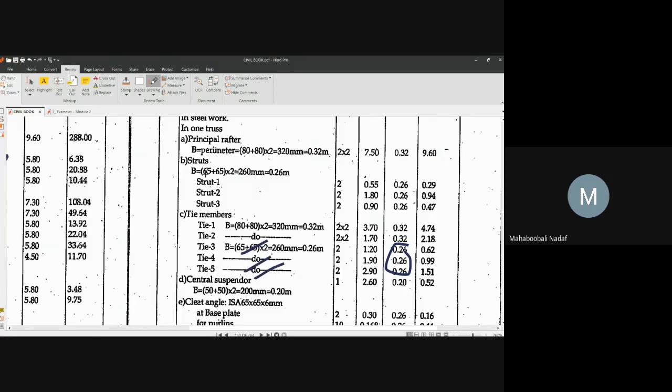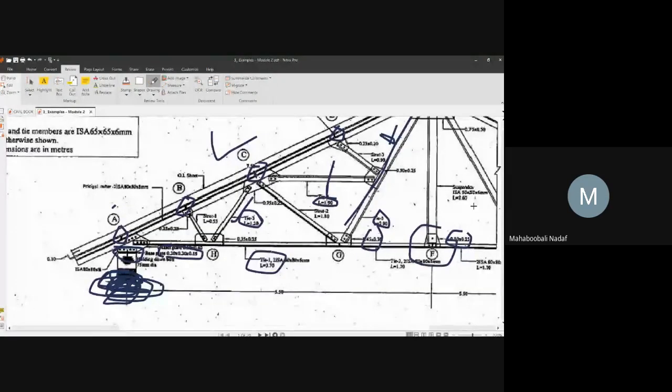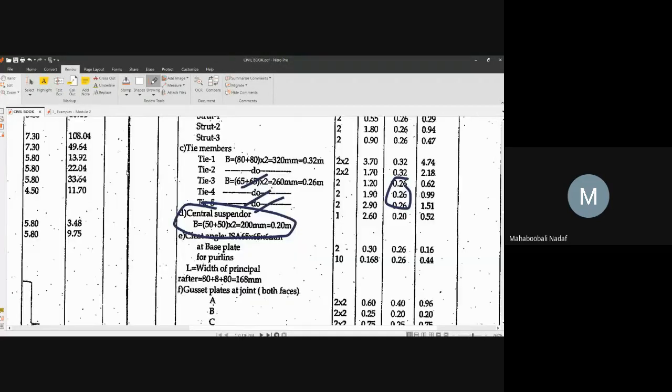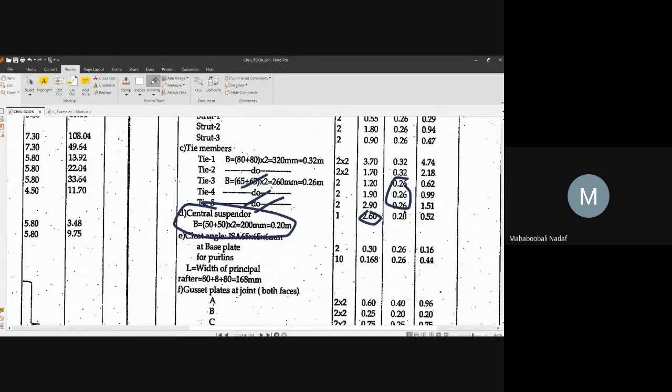Type members perimeter. Similarly, it is done for central suspender, because central suspender size is how much? Size ISA 50 by 50 by 6. So 50 plus 50 into 2. 2 codes are there, but it is only one member. Length is 2.6. Yes, suspender's length is 2.6. And its perimeter is 0.2 from this calculation.